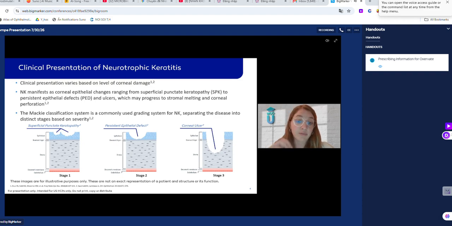And so that's really our 3 classifications, really emphasizing that stage 1, because if we can catch it at stage 1, we can avoid the vision loss at stage 2 and stage 3.